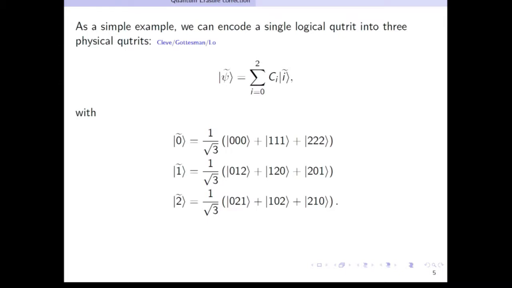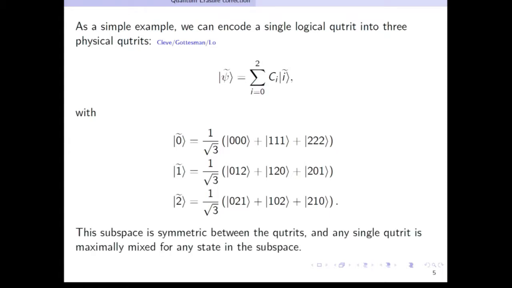There are 3 physical qutrits, and the code subspace is 3-dimensional, and in principle those are unrelated. So here's some state in the code subspace, and the idea is that we pick this subspace. There are several reasons why we like this subspace. One is that it's obviously symmetric between the 3 physical qutrits, under permutations of the qutrits. But also, the important thing, as Daniel already explained, is that any state in this subspace is maximally mixed on any one of the qutrits. So any one of the qutrits has no information about the state.